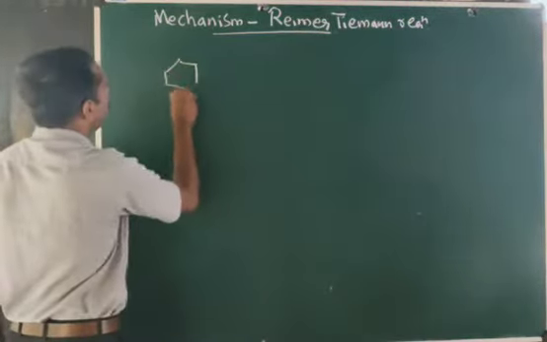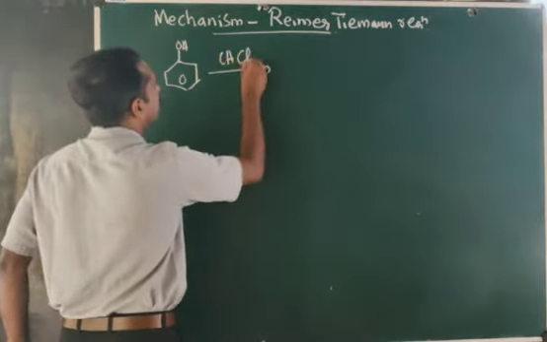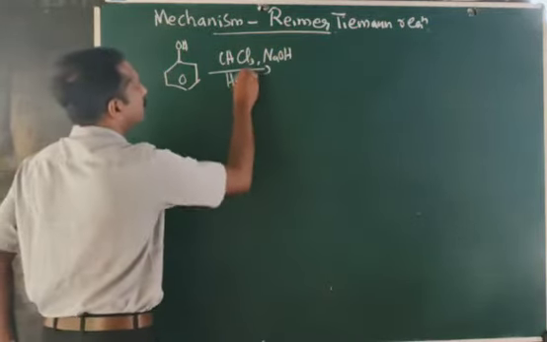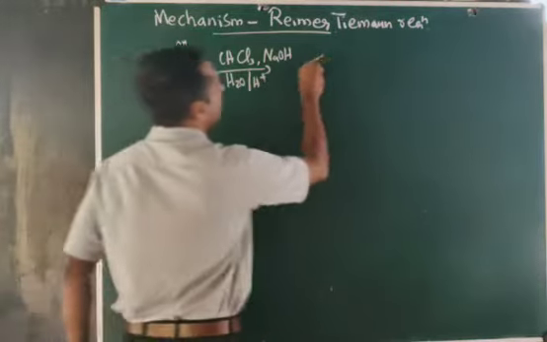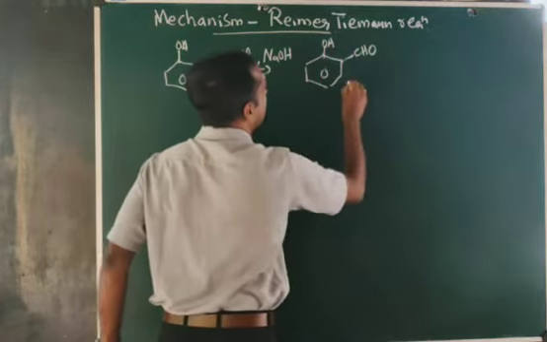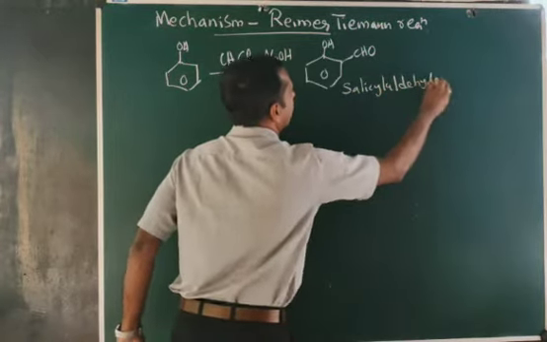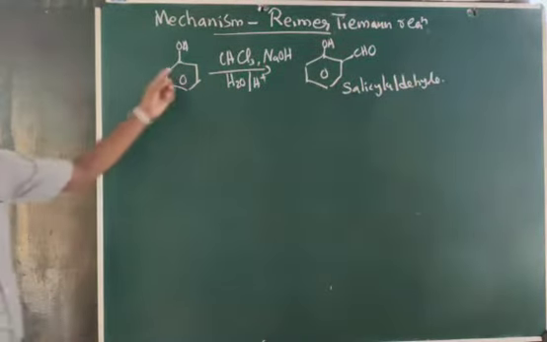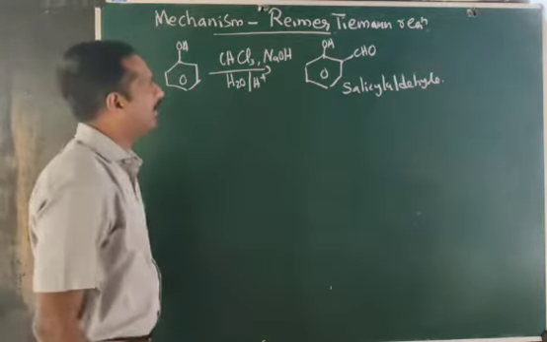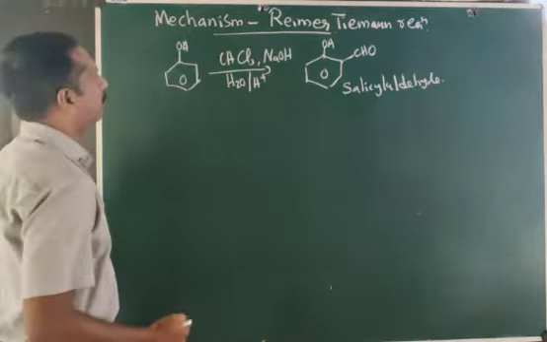Last class we studied the reaction of phenol with chloroform, CHCl3 and NaOH, followed by acid hydrolysis, and we get salicylaldehyde, that means ortho-hydroxy benzaldehyde. This reaction is known as the Reimer-Tiemann reaction. Now let us look at the mechanism of this reaction.